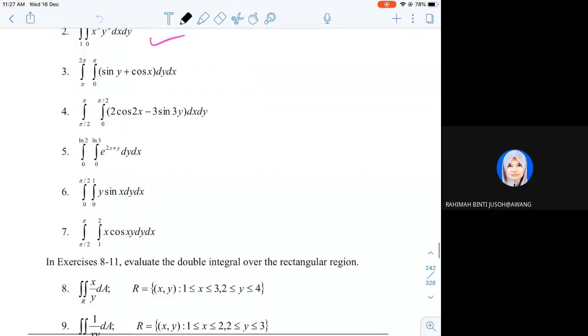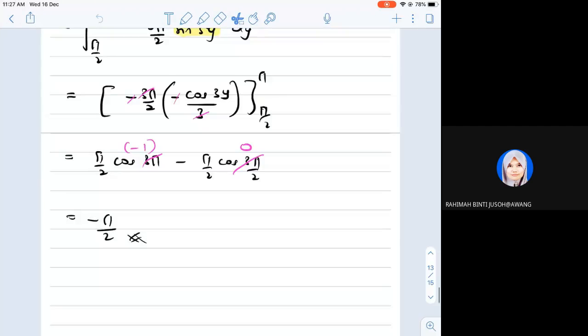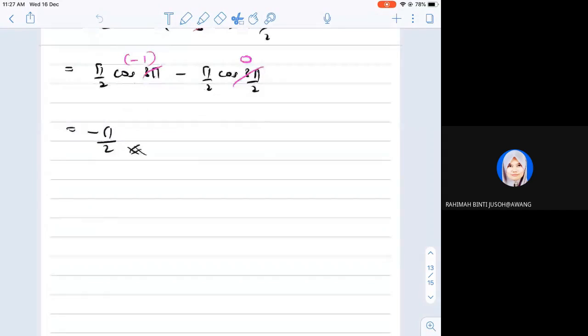Okay, so jom kita proceed. Question number 5. Alright, question number 5 is also a rectangular region. Copy. Okay, ni tadi soalan ni. Question number 5.